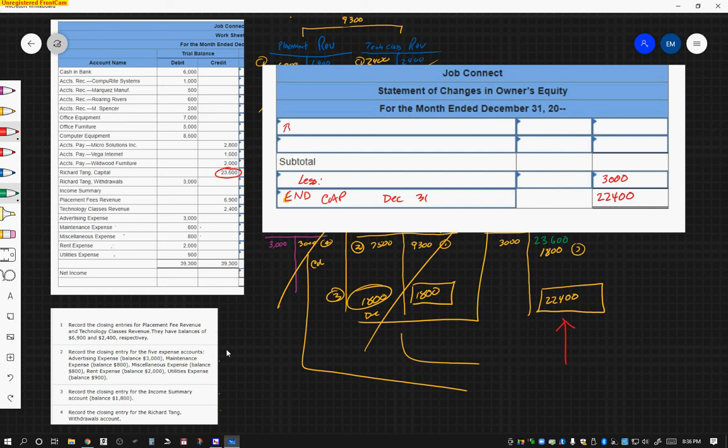So your beginning capital balance from December 1st is going to be $23,600 because there's no additional investment by the owner. Let's put it that way. But we did incur a net income. If you did your income statement, you would realize that the difference between the revenue and the expenses came up with a net income.